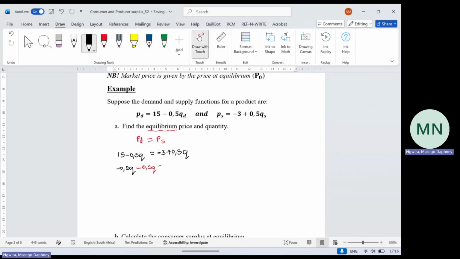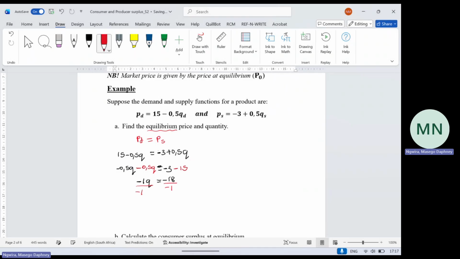And then equals, on this side I have negative 3. Then I take the 15 to the other side. It changes sign and becomes minus 15. Now we use our calculator. Minus 0.5 minus 0.5 gives you negative 1, so this will be negative 1Q equals negative 18. Now I need to remove this negative 1, so I divide both sides by negative 1.